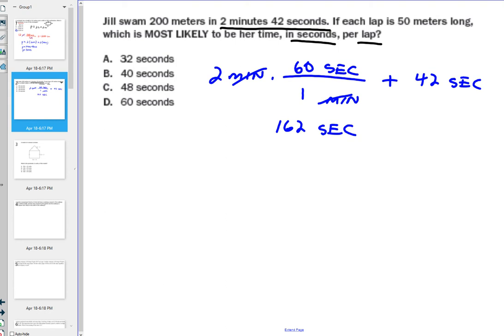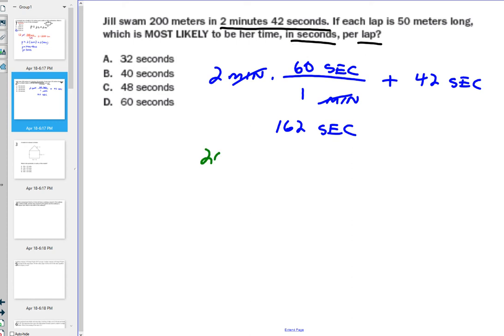So when we figure out seconds per lap, that's going to be the one on the top. But now we have to convert meters into laps. Not necessary. Look, I can tell by looking at this, there's going to be 4 laps, because I know that 200 divided by 50 is going to be laps. I'm not expecting you to do this, but if you want to see it applied.